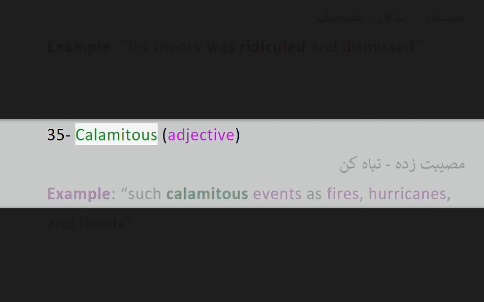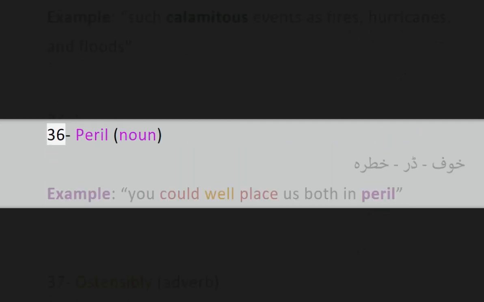35. Calamitous, adjective. Example: such calamitous events as fires, hurricanes, and floods. 36. Peril, noun. Example: you could well place us both in peril.